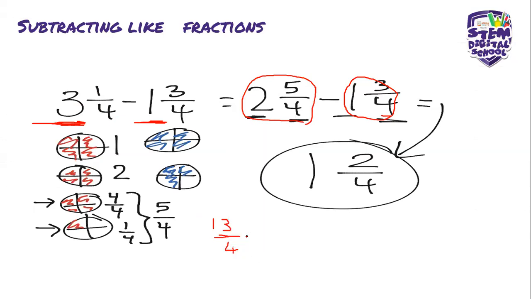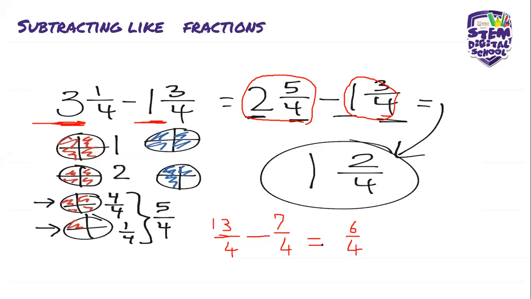Right? Then I say minus. Then I say 1 times 4 is 4 plus 3 is 7 over 4. What is my final answer? My final answer is what? 6. My final answer is 6 over 4.